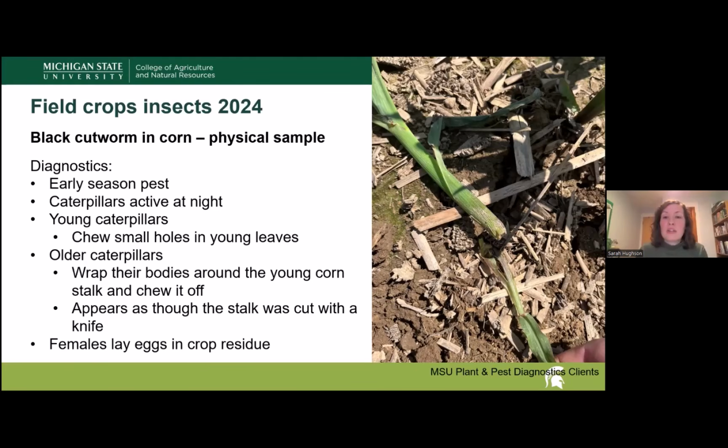Now, another thing that's great about these client images from the field is that we can get more information about the field. Now, with black cutworm, we know that the females really like to lay their eggs in crop residue or in weeds. And what we see here in this image is that we do have crop residue right around this cut plant. Okay, so we actually have multiple things that we can see here to identify black cutworm, with the main thing being that cut plant.